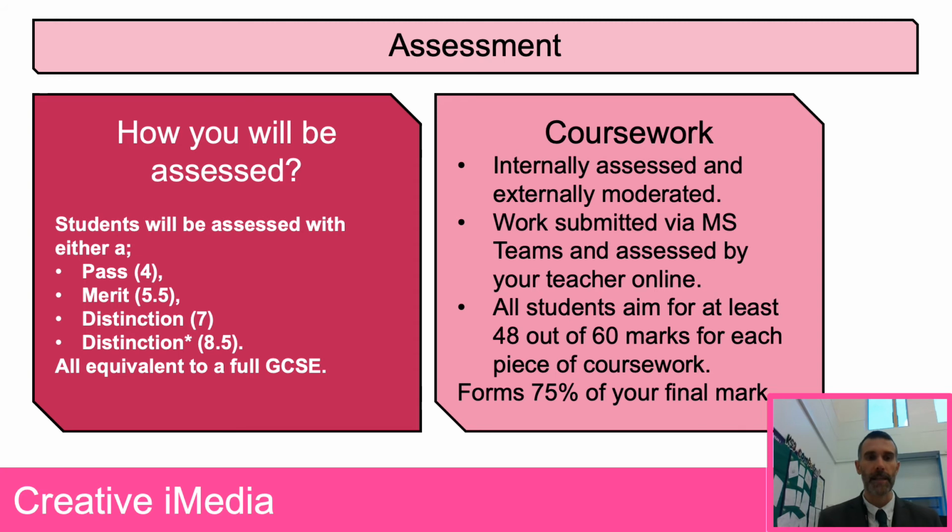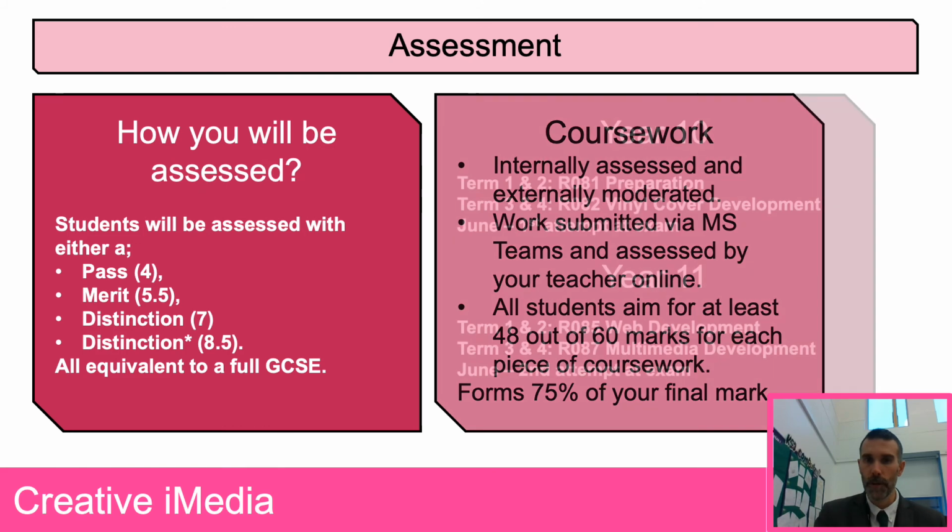The way we assess it is because it is classed as a BTEC, it is pass, merit, distinction and distinction star. So a pass, you would get a 4, which is the equivalent to a C. You'd have a merit, which is a 5.5, which is just below a 6, which is the old equivalent B. Distinction, which is a 7, which is an A, and then you've got a distinction star, which is your A star. So it is in line with those expectations of a GCSE, and don't be fooled by the fact that it's a BTEC, it may be easier. A lot of work goes into this course.